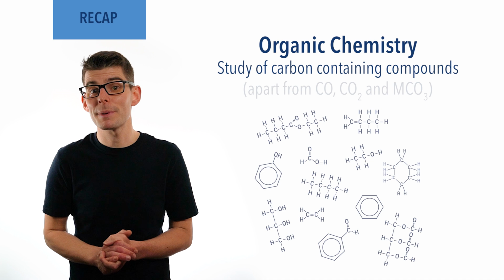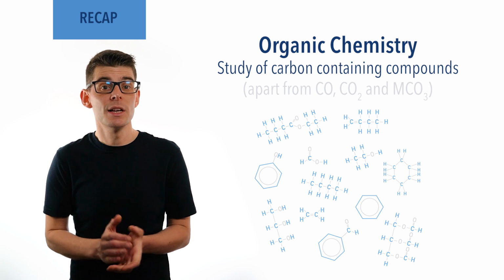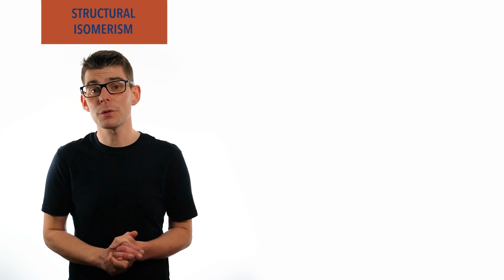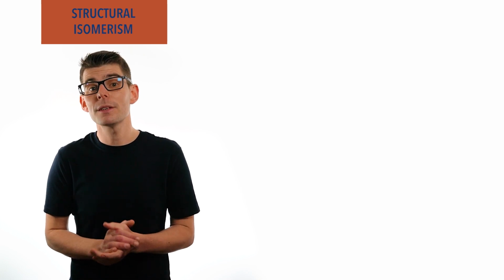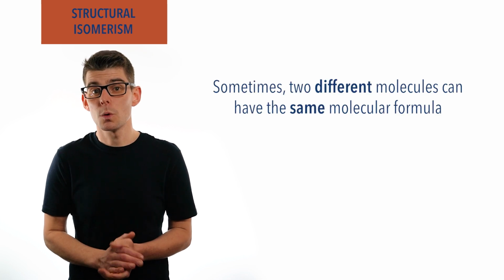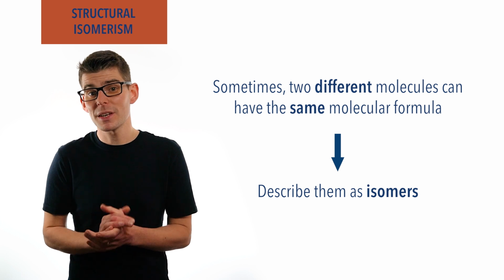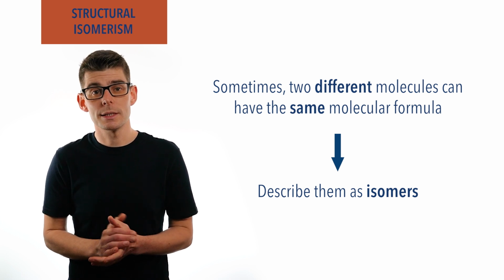Organic molecules typically have a backbone made of carbon and hydrogen atoms, and may also include other elements such as oxygen or nitrogen. Recap done? Let's go! Sometimes 2 different molecules can have the same number of atoms of each element, meaning they both have the same molecular formula. When this happens, we describe the molecules as isomers. Specifically, if they have different structures, they are called structural isomers.